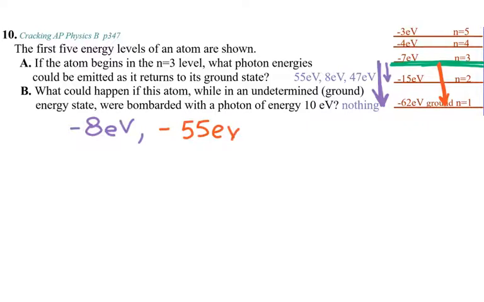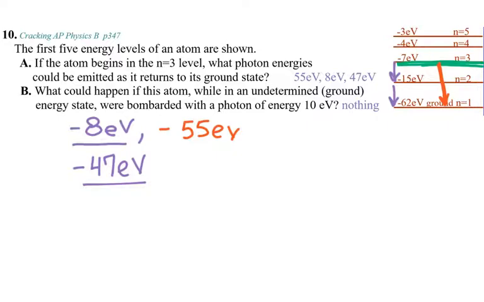You could also go, if you got to level 2, from 2 to 1. So it's either straight down, I could erase this one, or you could go this way and then down. So I have negative 8, and then from negative 62 minus negative 15 will give me negative 47 electron volts. And then the red one straight down would give me 55 electron volts.